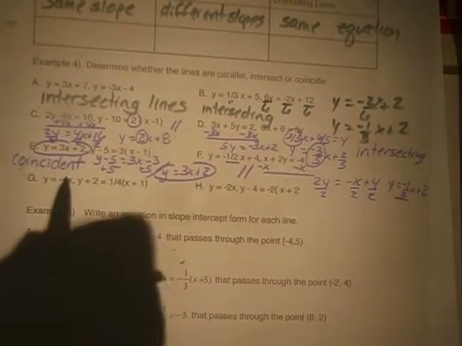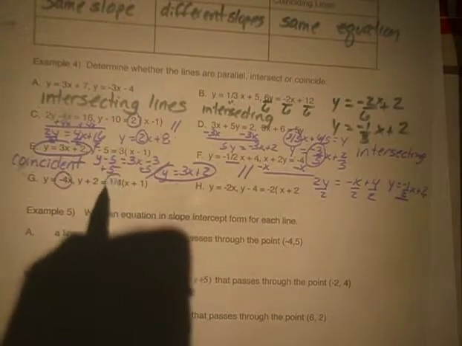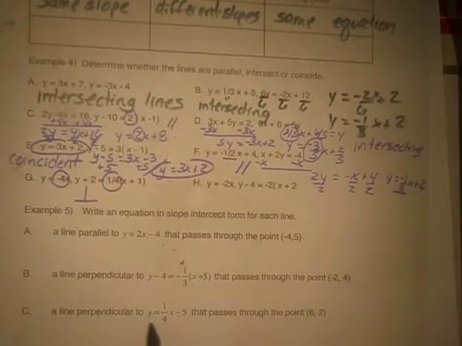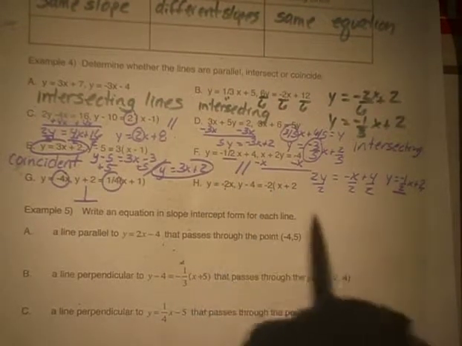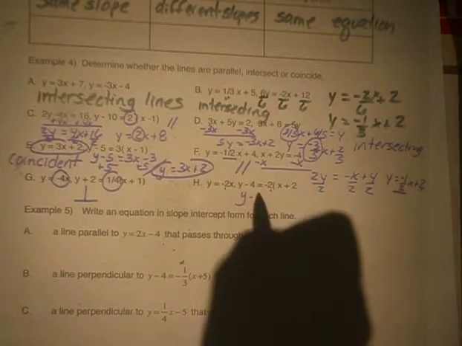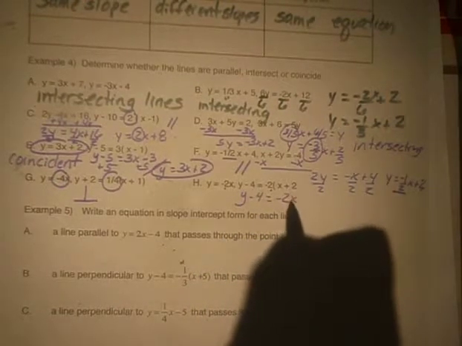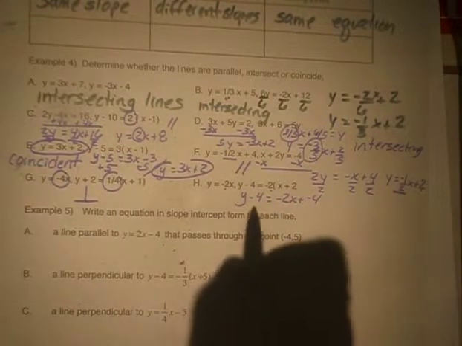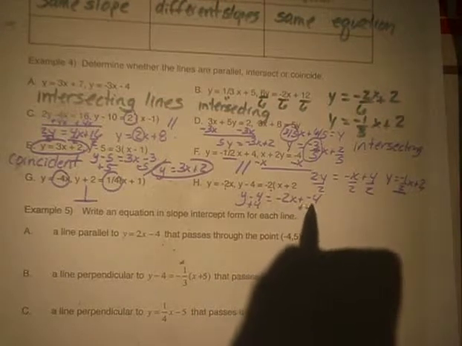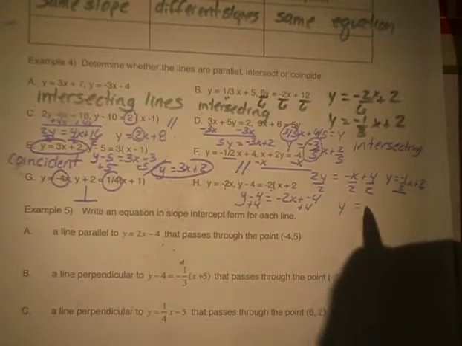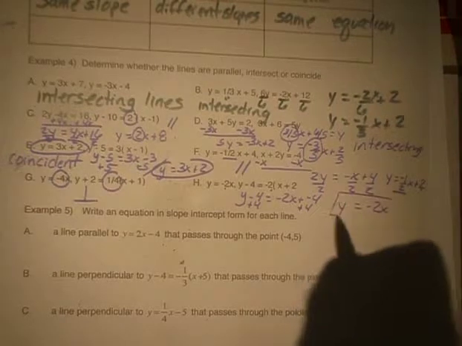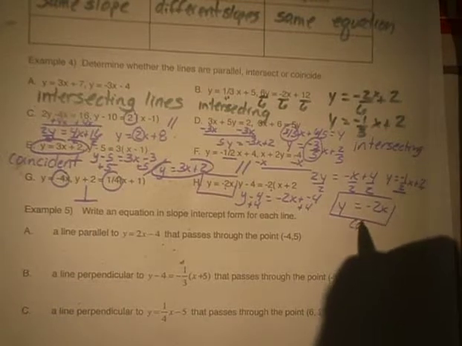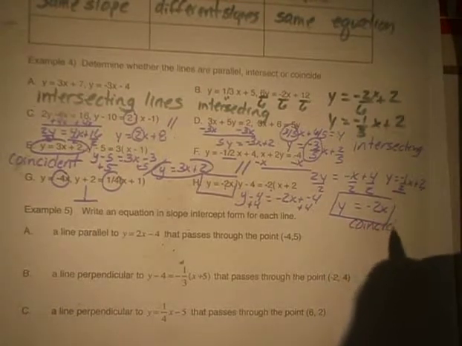Letter G, if we look at our slopes, they are negative reciprocals, so those are perpendicular. Letter H, our slopes are the same. We do need to check to see whether these are parallel or coincident. So that becomes negative 2x plus negative 4. And if you add 4 to both sides, you have y equals negative 2x. Those lines are the same, so those are coincident or coinciding.